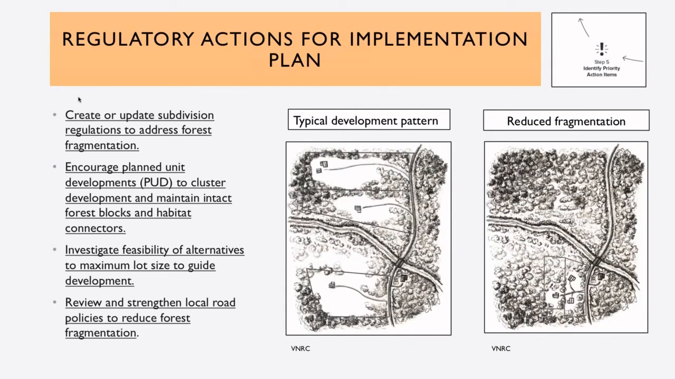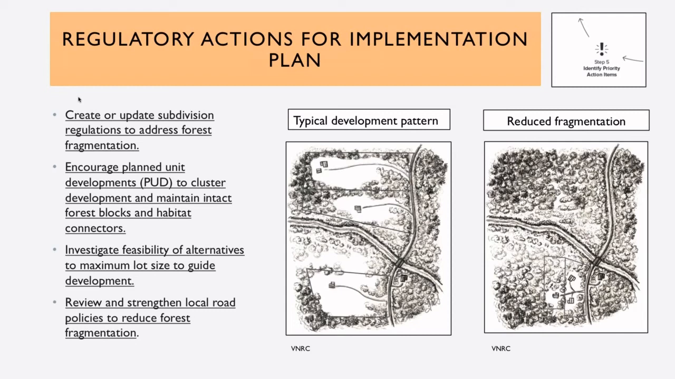And then there are other options, such as creating or updating subdivision regulations to address forest fragmentation. 50% of towns, municipalities have subdivision regulations. For those towns that do, they could add a standard to minimize forest fragmentation. There's also the option of encouraging planned unit developments to create incentives to actually cluster development and then allow the developer of a property to have more units than may be allowed through the zoning if they've looked at clustering and certain open space protections.